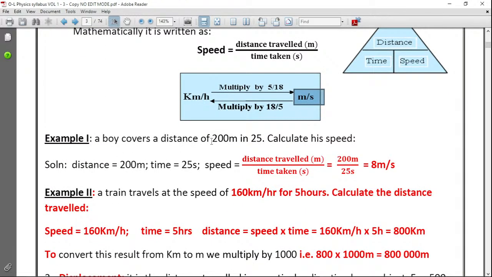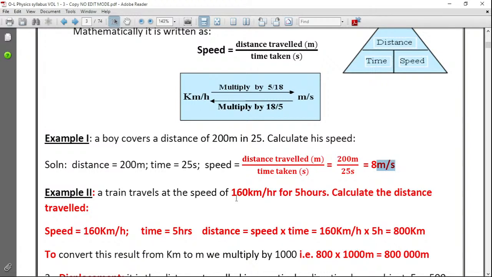Let's look at this example. A boy covers a distance of 200 meters in 25 seconds. Calculate his speed. The speed is just distance divided by time. So 200 meters divided by 25 seconds gives us 8 meters per second. Don't forget to put the units, meters per second.